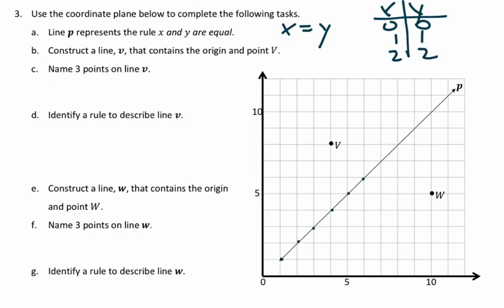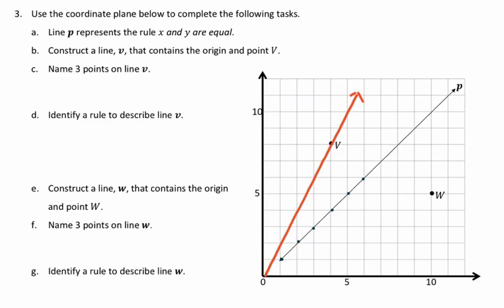It says construct a line V that contains the origin, which is 0, 0, and point V. Okay, and point V is right here. All right, so we're going to construct a line for that. Okay, so going from the origin and through point V, I've constructed this line, and we're going to label that V. Okay. Now, part C says name 3 points on line V. Okay, so let's take a look at our line.